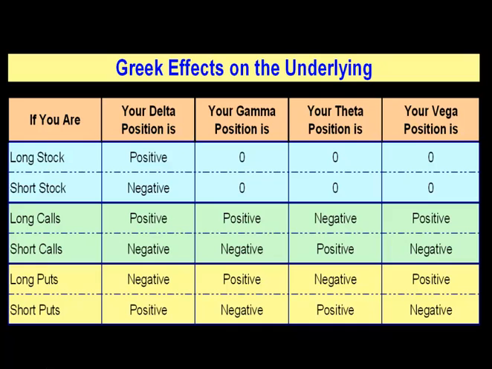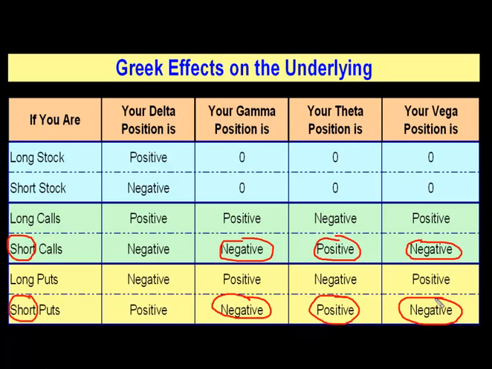Likewise, the same thing holds true if you're short a call or you're short a put. You're going to be negative gamma, okay? You're going to be positive theta, and you're going to be negative vega. So it doesn't matter whether it's calls or puts. If you're short, your gamma, theta, and vega are all going to be the same: negative, positive, negative in this particular instance right here.